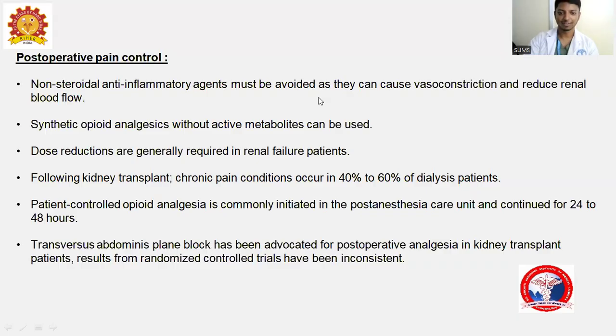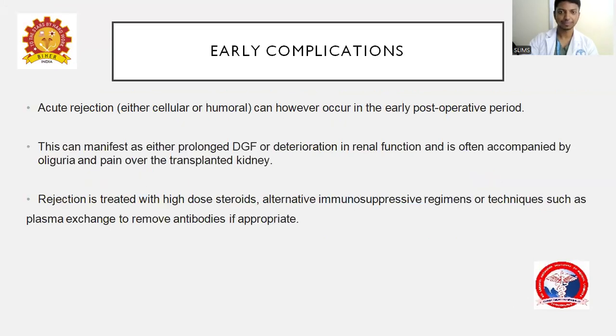Patient-controlled opioid analgesia is commonly initiated in the post-anesthesia care area and continued for 24 to 48 hours. Transversus abdominis plane block has been advocated for post-op analgesia in kidney transplantation. Results from RCT trials have been inconsistent.